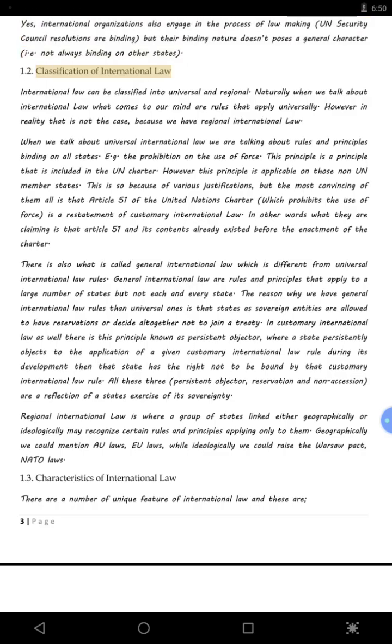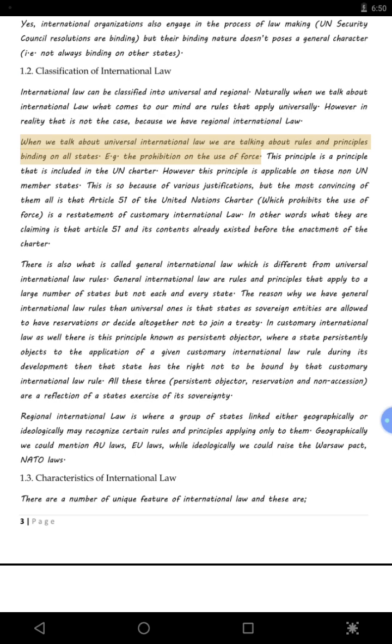Classification of international law. International law can be classified into universal and regional. Naturally, when we talk about international law, what comes to our mind are rules that apply universally. However, in reality, that is not the case, because we have regional international law. When we talk about universal international law, we are talking about rules and principles binding on all states.